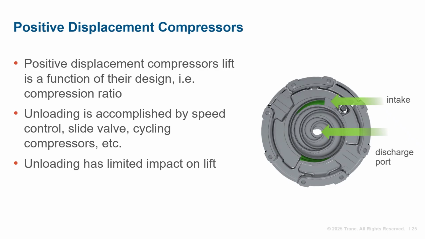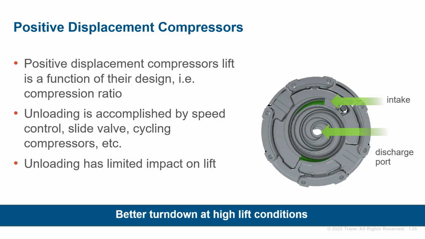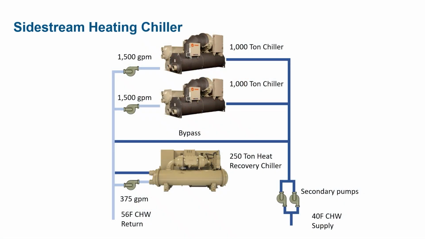Unlike centrifugal compressors, positive displacement unit lift is not impacted as significantly by the percentage of load. Positive displacement compressors typically have better turndown, especially under high lift. For this reason, it's often advantageous to pair centrifugal compressor units and positive displacement units in heat pump plants. Let's look at an example. In this example, we have two 1,000-ton centrifugal cooling-only chillers. To reduce building natural gas usage and operating cost, it's decided that a heat recovery chiller shall be added to the plant.